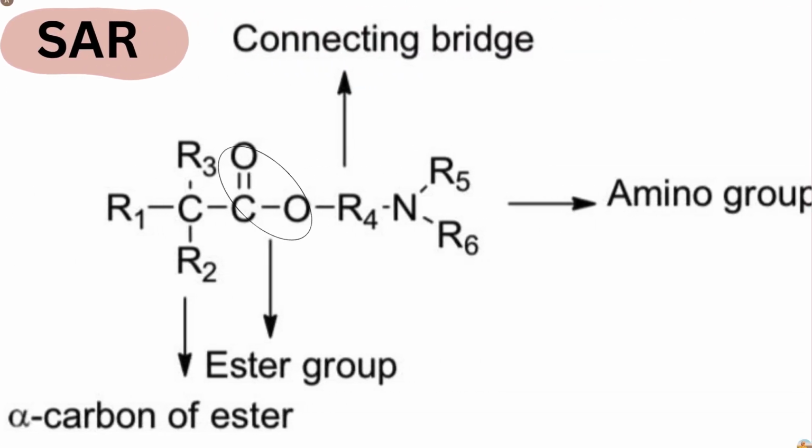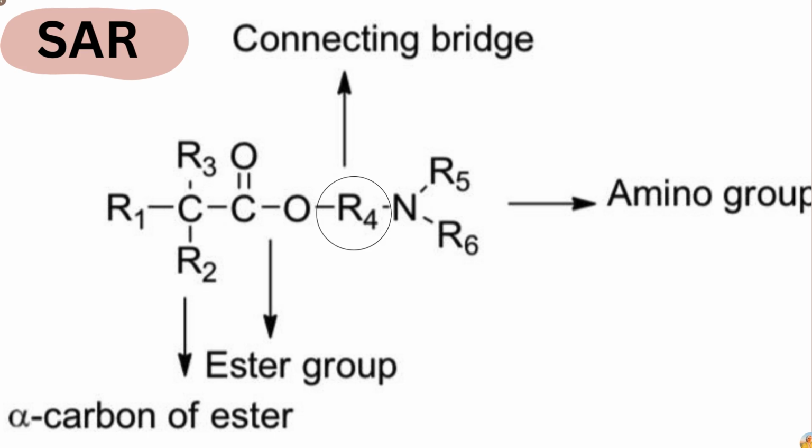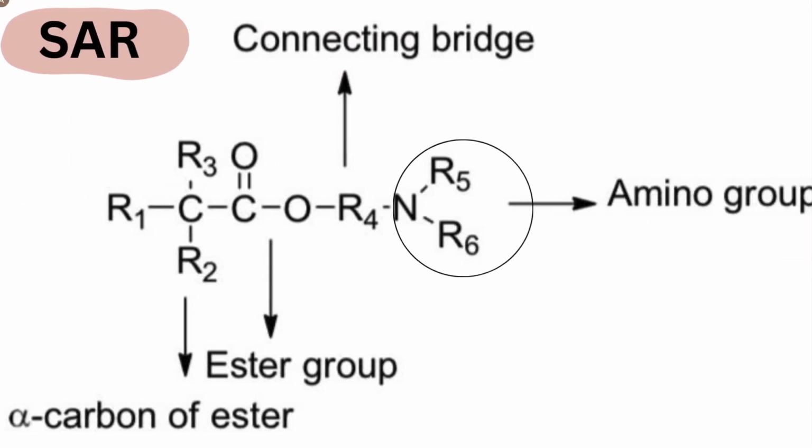By talking about ester group, it may be present or replaced with ether group, and it may also be absent. And for connecting bridge, its optimum chain length is 2 to 4 carbons. However, compounds containing 2 carbon chain offer maximum anticholinergic activity. The amino group can be substituted by either methyl, ethyl, or isopropyl groups for maximum activity.